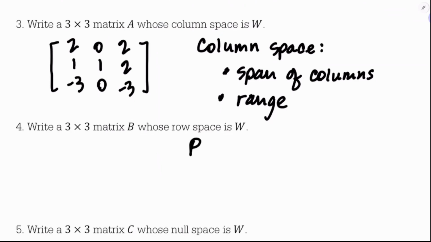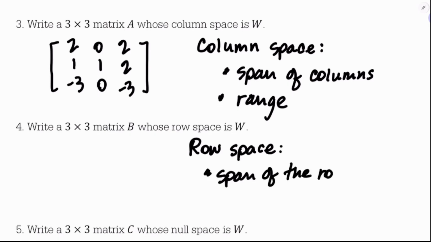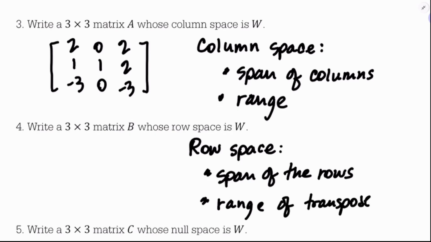And now our next job is to write a 3 by 3 matrix whose row space is W. Okay, well, row space is the span of the rows. It's also the range of the transpose. But I don't think that's a terribly useful way of thinking about it. So write a 3 by 3 matrix whose row space is W.